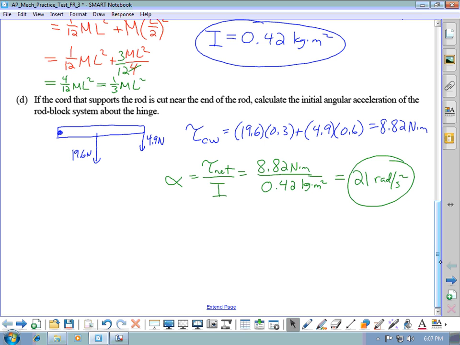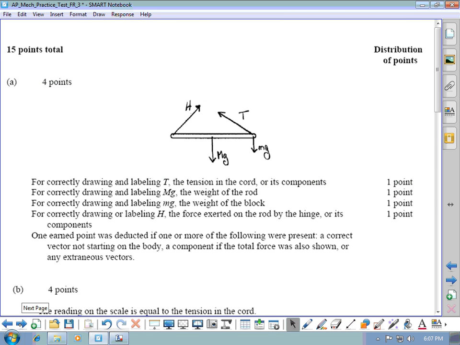Going through their scoring guidelines, things that they were looking for. In part A, it was worth 4 points. It was 1 point for correctly drawing and labeling the tension. And here they said, or its components, but they have changed their scoring guidelines. They will not give credit for the components. They have specifically asked teachers to instruct students, and the instructions will specifically say in these drawings of the forces to only draw the forces themselves, to not draw any components.